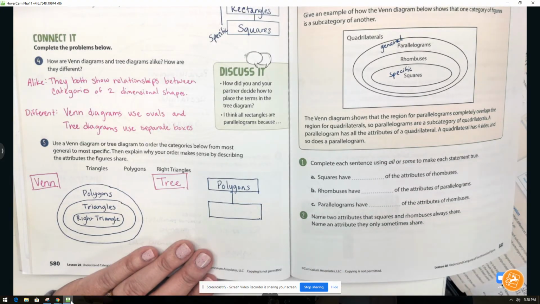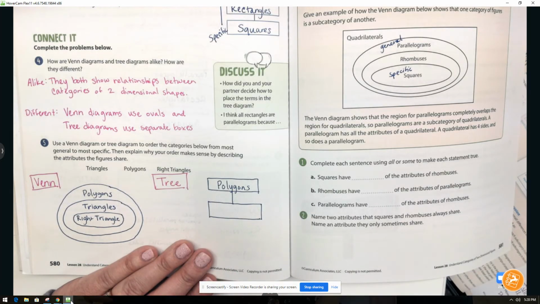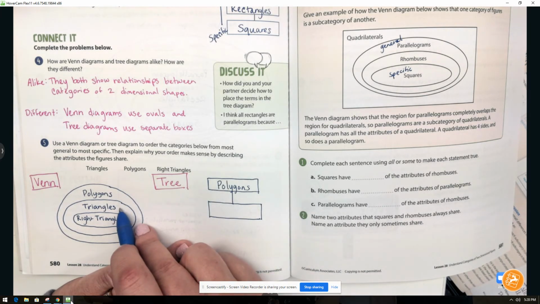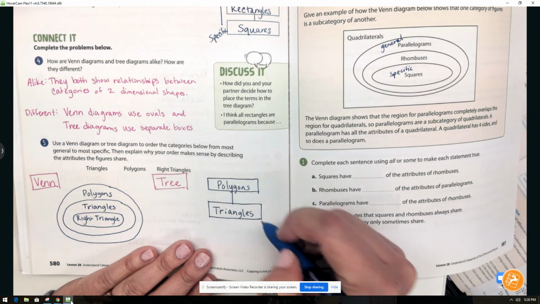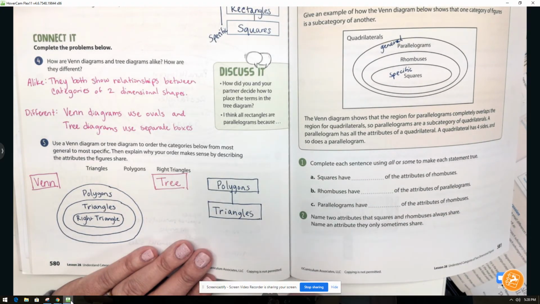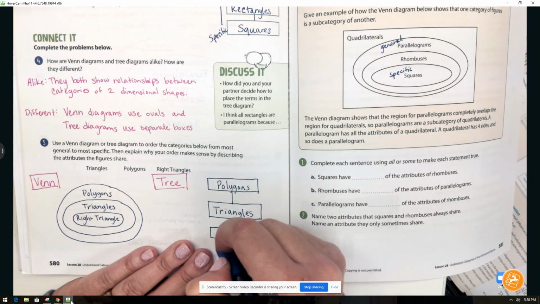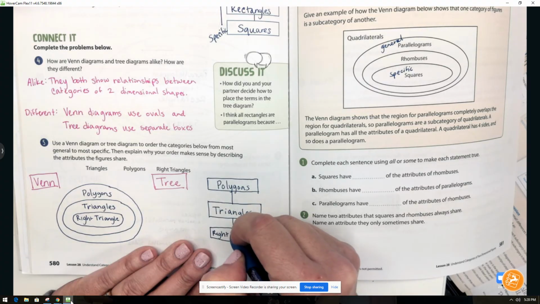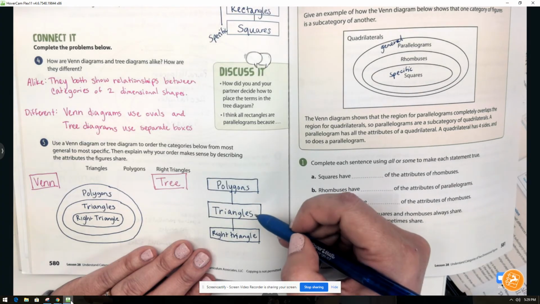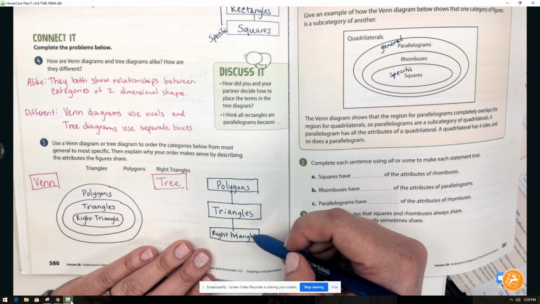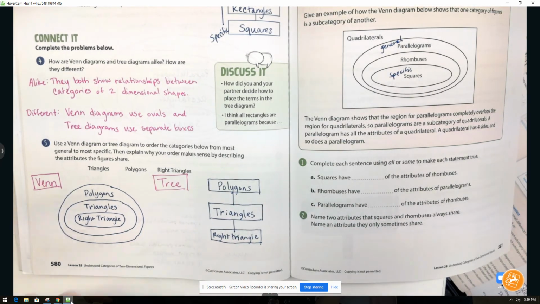It's going to be a little bit more specific, but not the most specific. So next we have triangles, because all triangles are also polygons, but only some polygons are triangles. And then the most specific, using the 3 words that we've been given, is the right triangle. All right triangles are also triangles, and all right triangles are also polygons. So the most general is on the top, and the most specific is at the bottom.